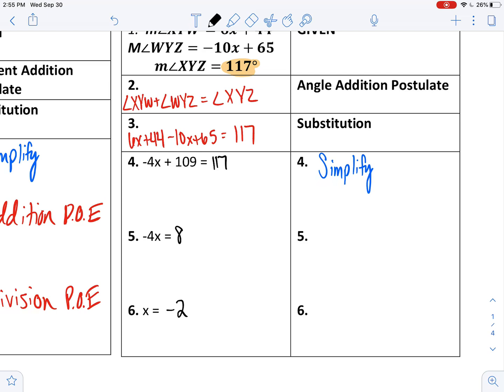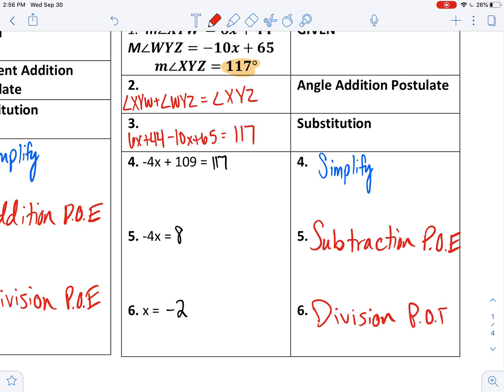So our last two steps, again, I just need you to tell me, what did I do to go from line 4 to line 5? We'll put that here. So from line 4 to line 5, I had negative 4x plus 109. I got rid of that plus 109. And the only way to get rid of addition is subtraction. So I subtracted 109 from both sides. And then look at that next step. From negative 4x to 1x, and from 8 to negative 2, I would have to divide by negative 4 to solve for x.